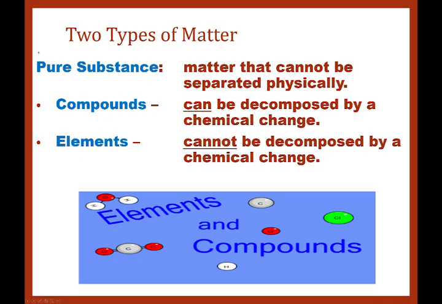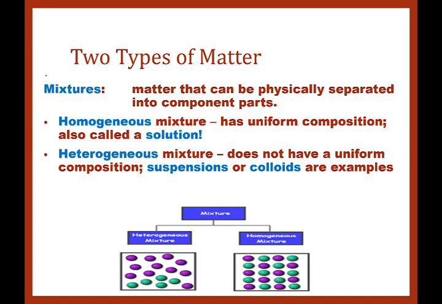So first of all, we want to review from the beginning of the year 2 types of matter. We have pure substances, which are matter that cannot be physically separated, which includes compounds and elements. And of course, compounds can be decomposed by chemical change, elements cannot. The other type of matter were mixtures, which is where solutions come from.